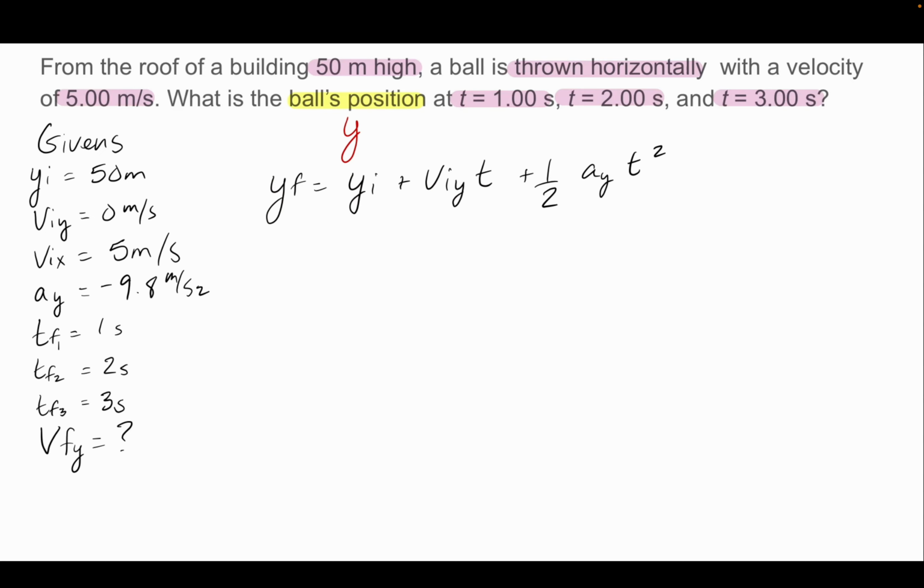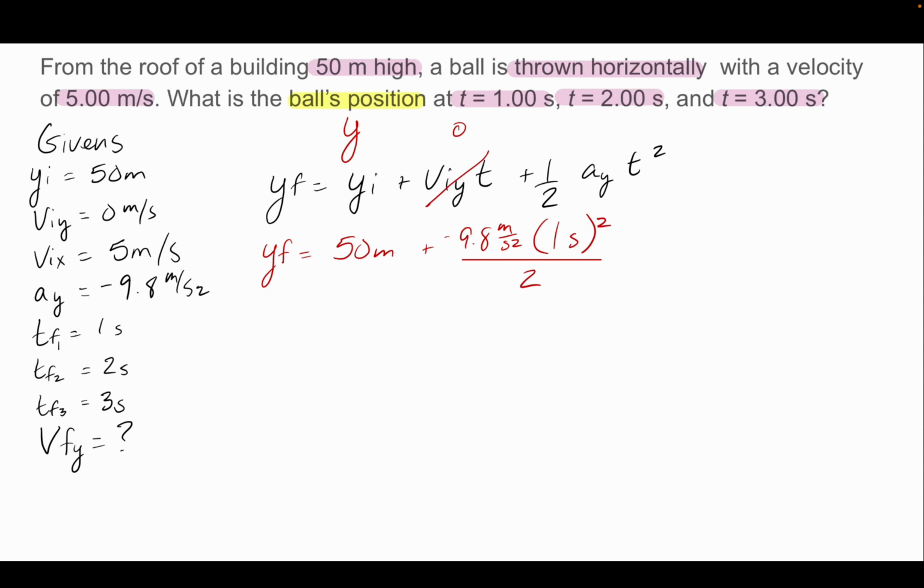So automatically, let's cancel what we can cancel, please. We know that the position in this case is not going to be 0 because it probably will not have fallen to the ground yet. But I know my VIY is 0, so this whole thing goes to 0. All right, and I'm left with YF is equal to 50 meters plus negative 9.8 meters per second squared times 1 second squared, all of that divided by 2.